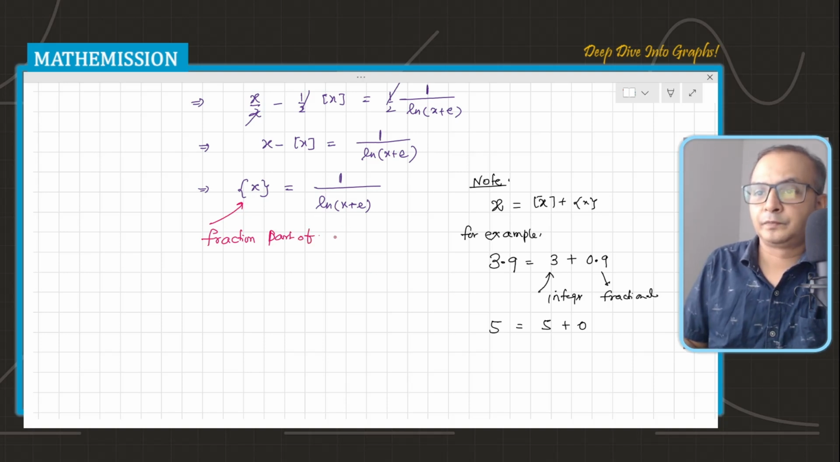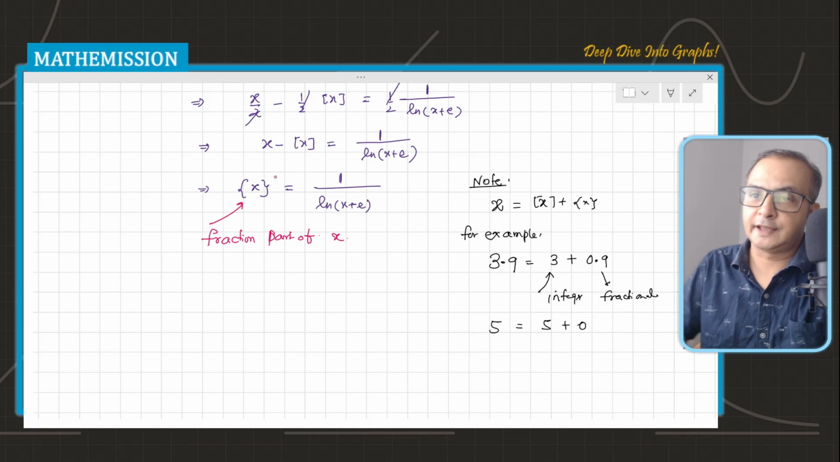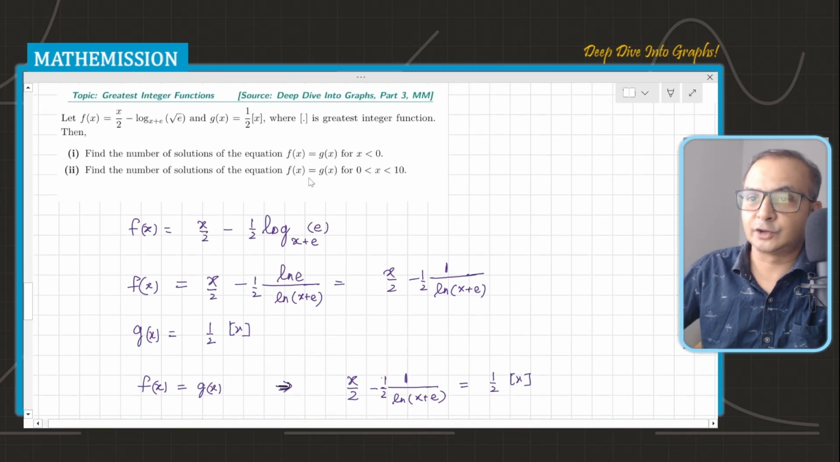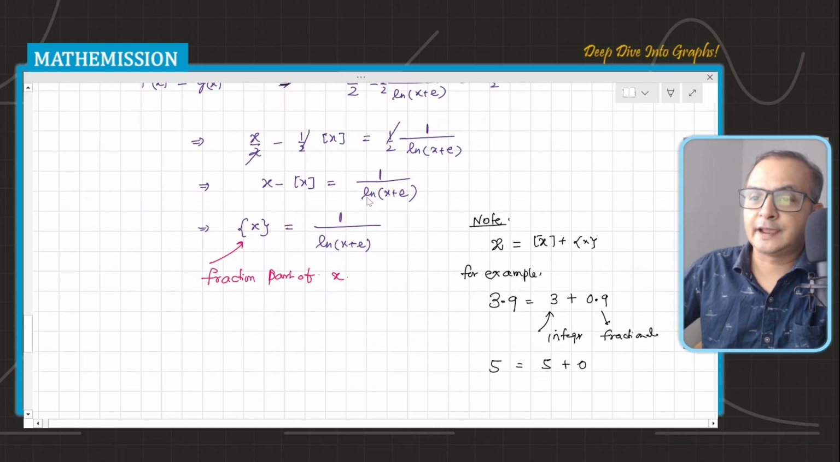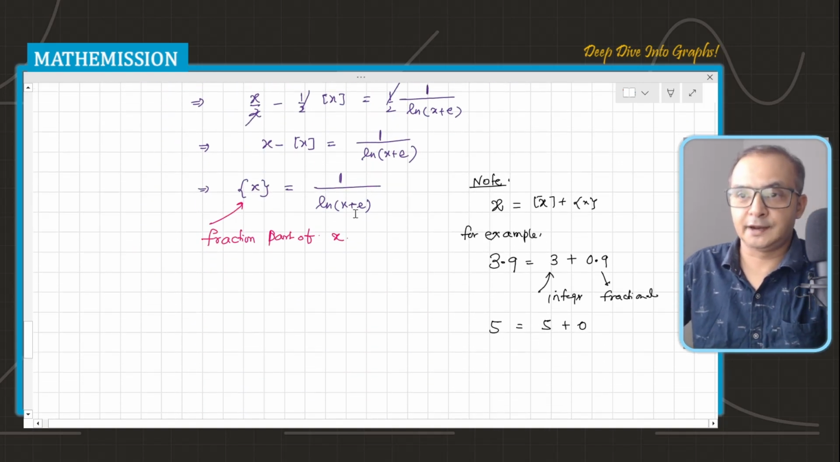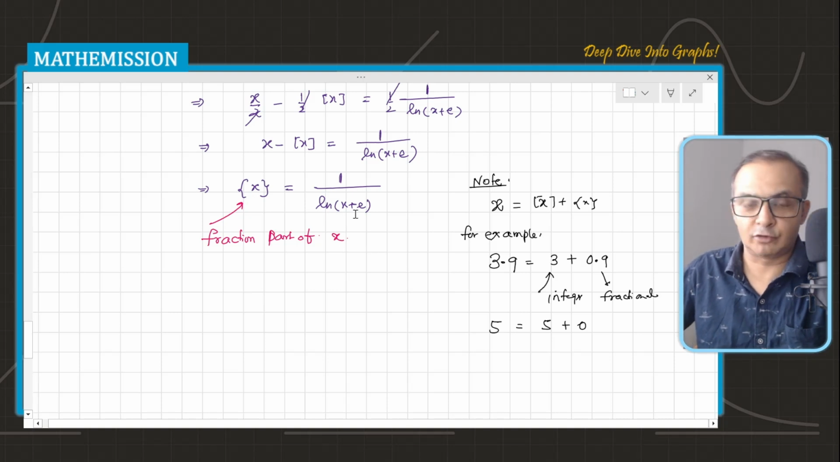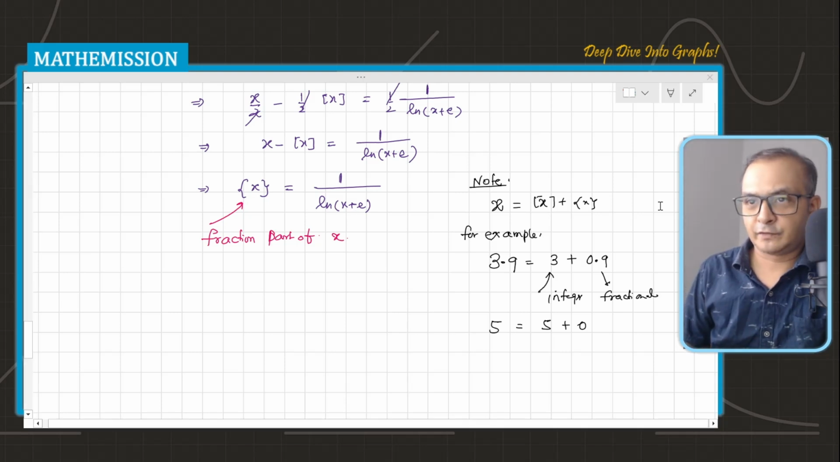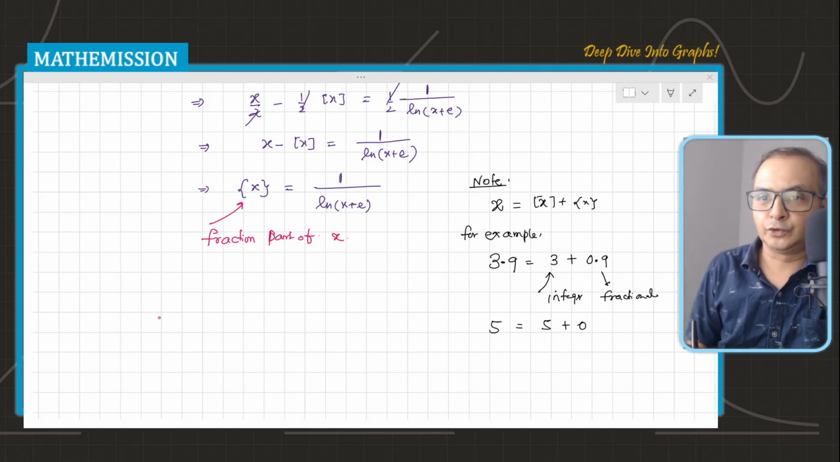And now I have to see that for any x less than 0, is there any such solution for this: fraction part of x is equal to 1 by ln x plus e, is there or not? So how do we do that? We have to see. Let me first revise the fraction part for you.